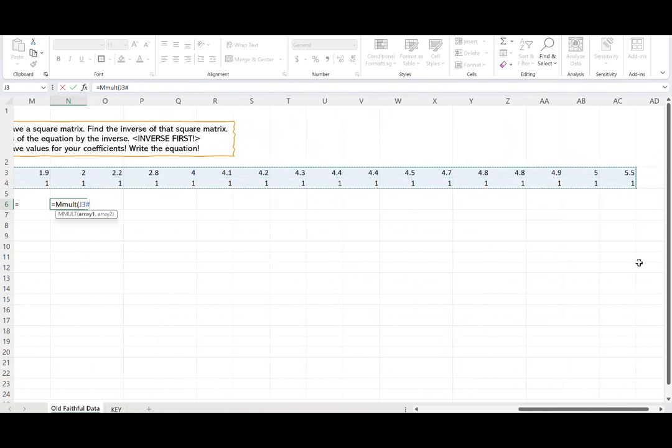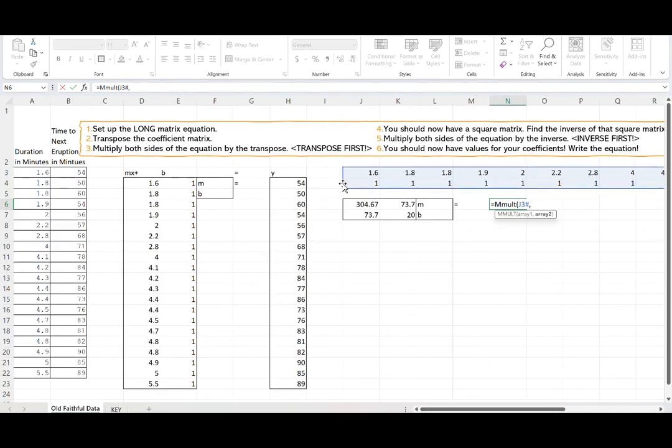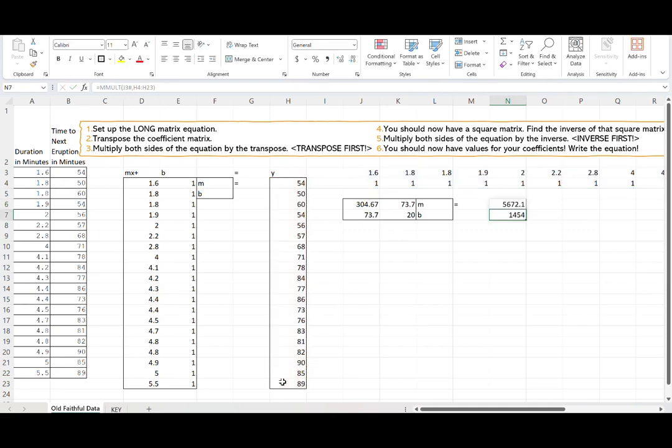Root of 5.5, comma, our y values. So we're multiplying a 2 by 20 by a 20 by 1, so our result will be a 2 by 1 when the 20s match. And there, all right, so we got that side of the equation. Step 4, we have now a square matrix. Now from here, it's the same as what we did in the last video on using matrices in Excel.